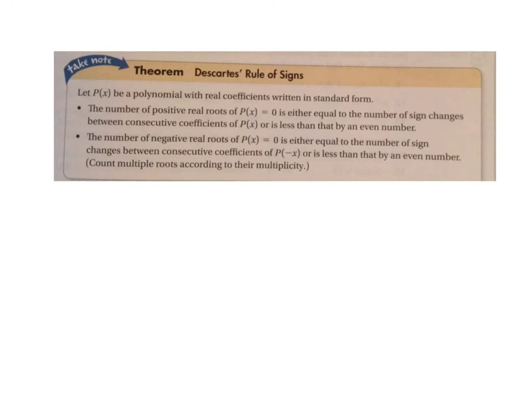Descartes' rule of signs is going to allow us to determine how many positive real roots and how many negative real roots we have. So to determine the positive real roots, we are going to count the number of sign changes between consecutive coefficients. And then it is either that number or less than that by an even number. The negative real roots is equal to the number of sign changes between consecutive coefficients when you plug in negative x, or is less than that by an even number.